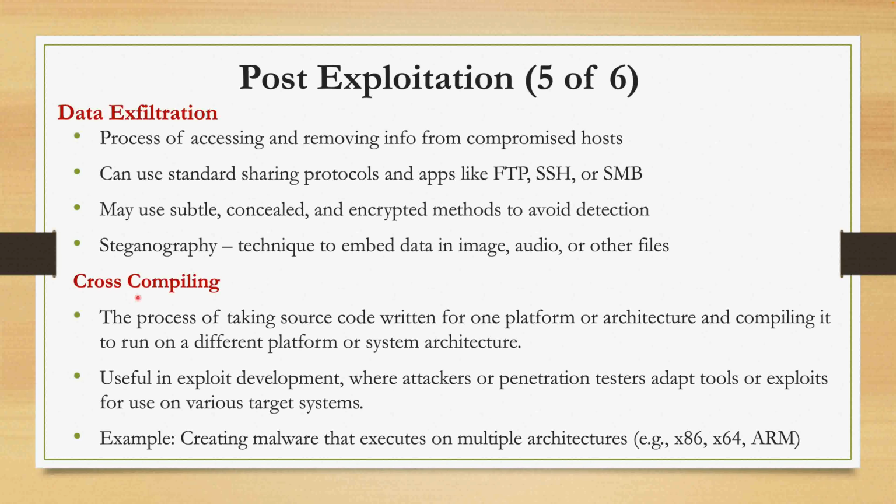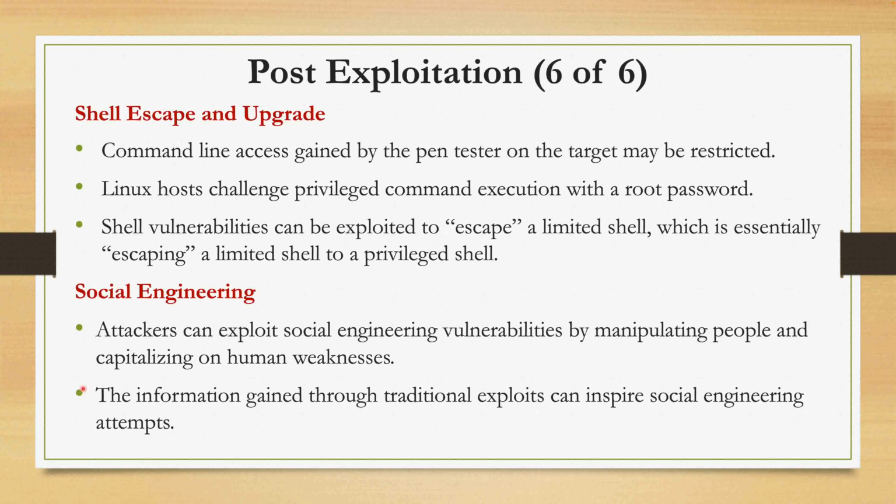Now we have also cross compiling. This is the process of taking source code written for one platform or architecture and compiling it to run on a different platform or system architecture. This is very useful in exploit development, so attackers can adapt tools or exploits for use on various target systems, for example, creating malware that executes on multiple architectures like x86, x64, or ARM.